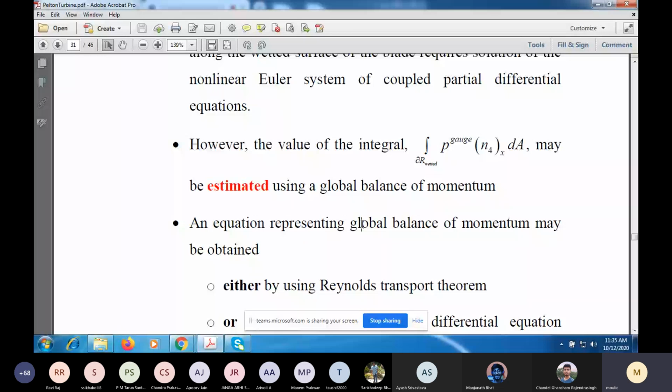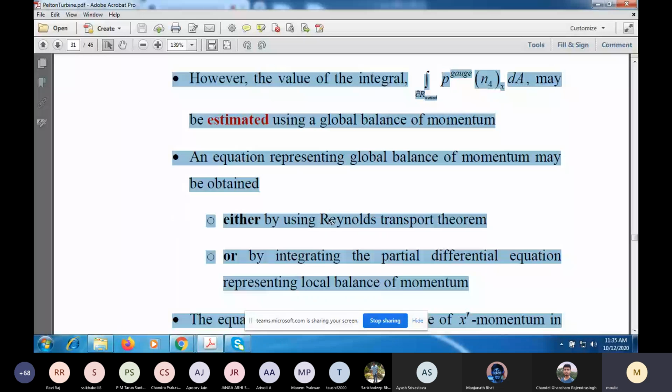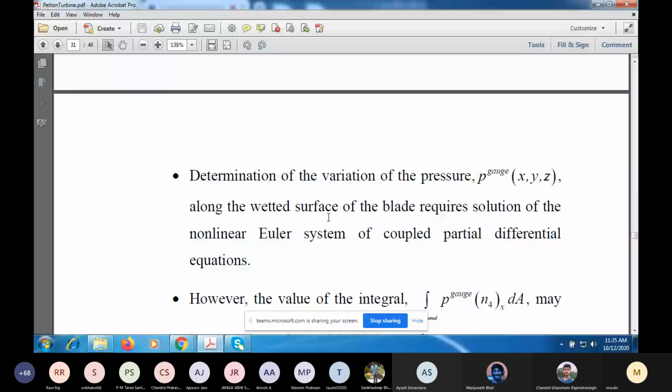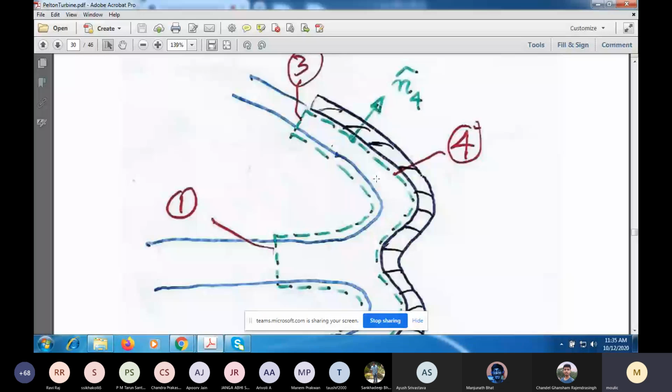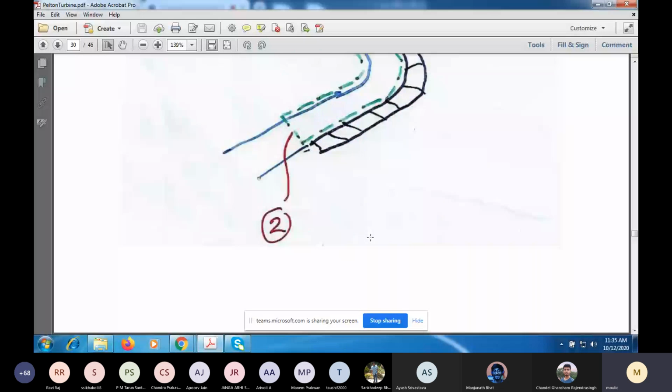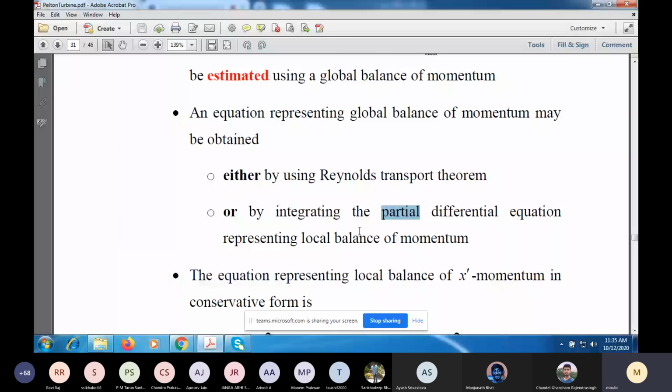So we have been using so far the Reynolds transport theorem. You can do that also. You can apply Reynolds transport theorem to this control volume shown in this figure, which does not include the solid surface. But there's another way to do it: you can integrate the differential equation representing local balance of momentum. And this, I'll show you, will give you the same result.